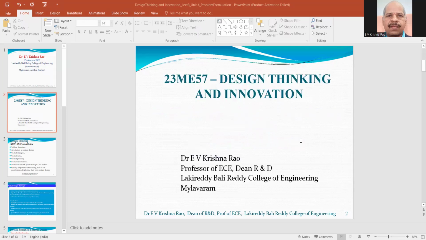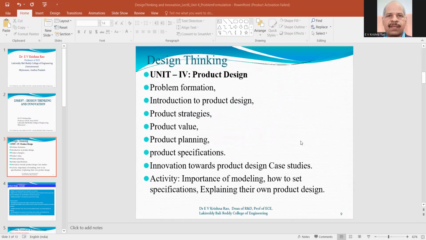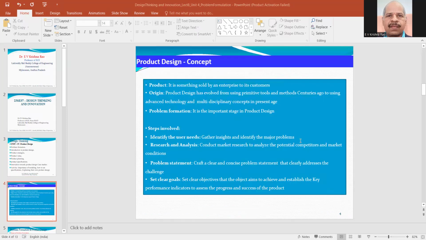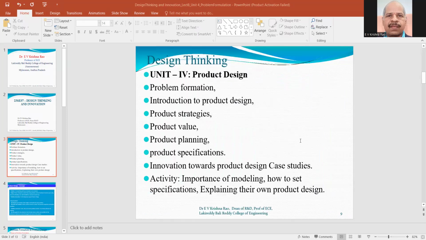Talking about design thinking and innovation. The topic is product design problem formation. In product design, problem formation is a very important concept to find out the solution.